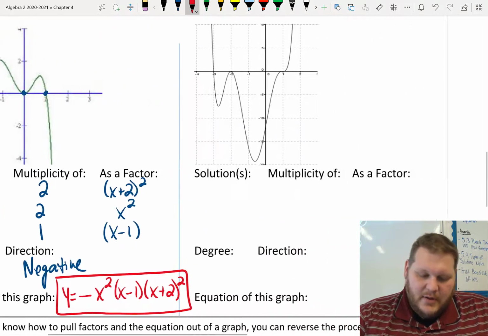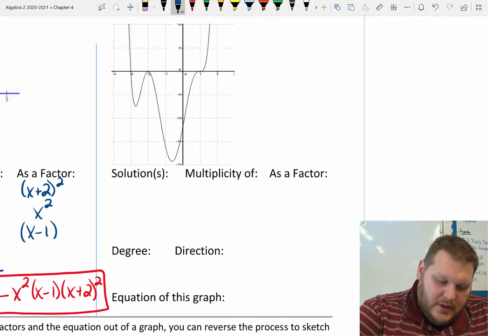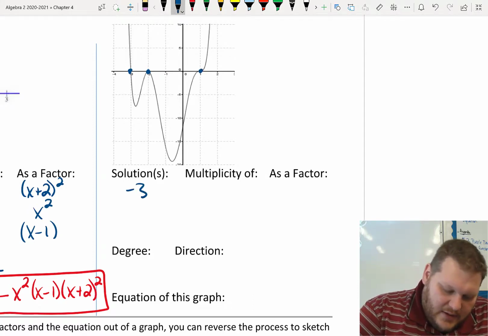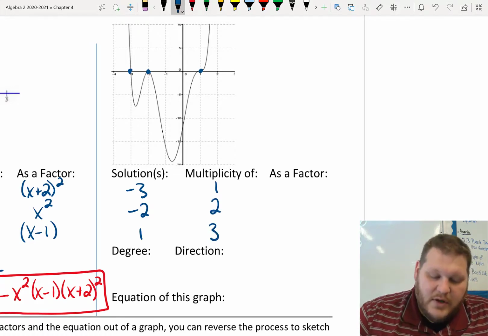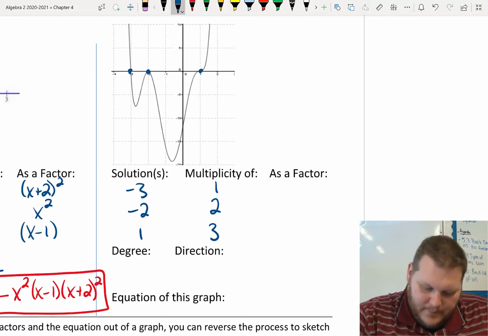All right, last one of those type. I've got 1, 2, 3 solutions. Looks like -3, -2, and +1. -3 has a multiplicity of 1. -2 has a multiplicity of 2 because it bounces. And then +1 has a multiplicity of 3 because it does that hesitation again.